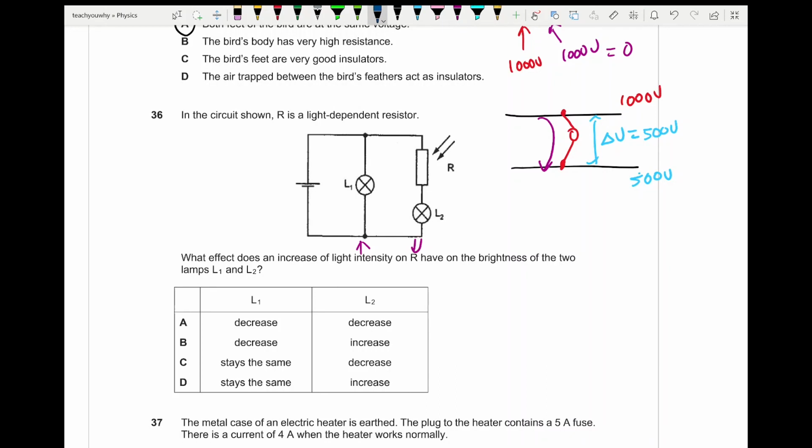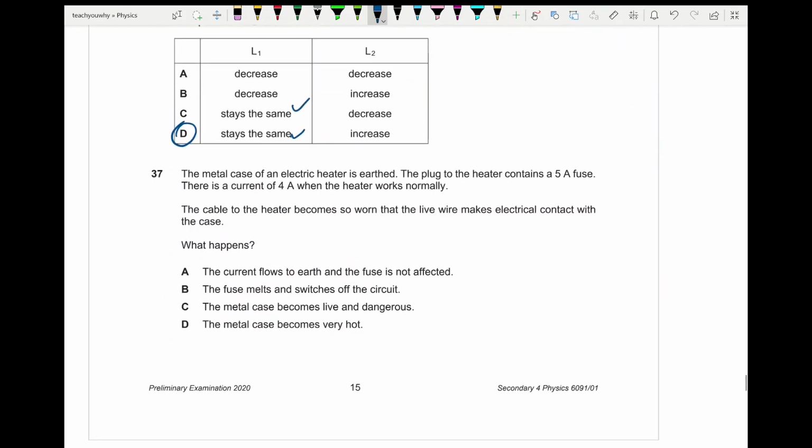So what's going to happen to the brightness of the two lamps? L1 has the same potential difference, so it will remain the same. When my resistance drops, the current here will increase. Therefore, L2 will increase in brightness. Therefore, the answer is D.